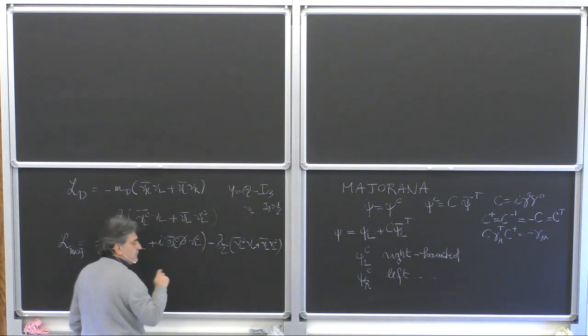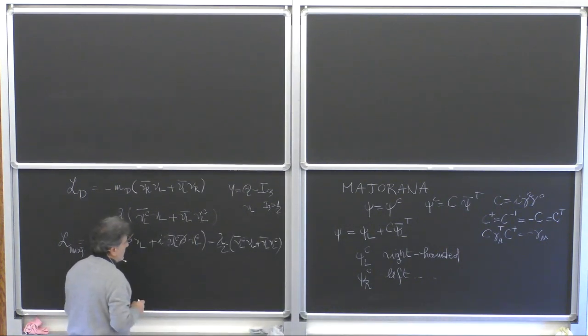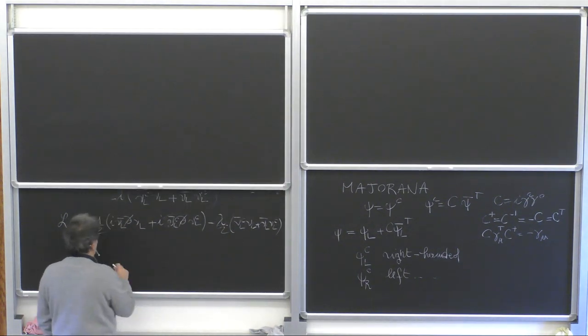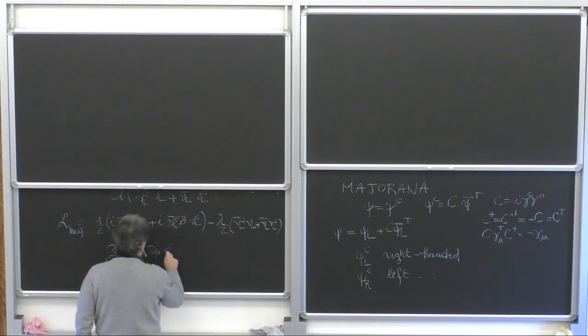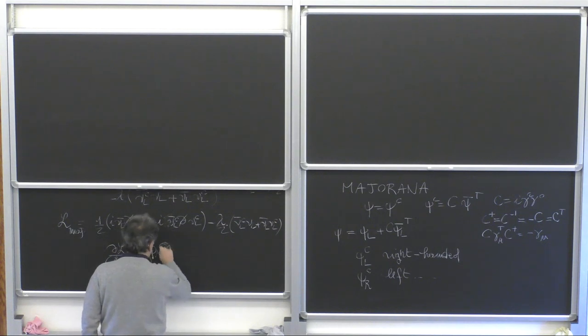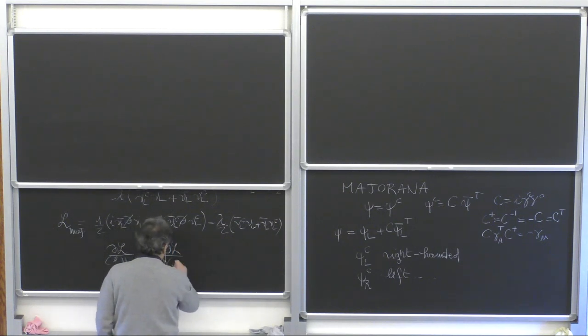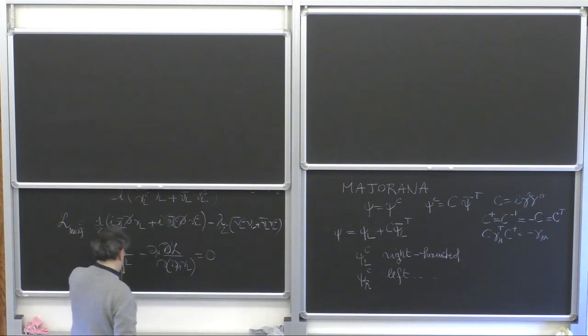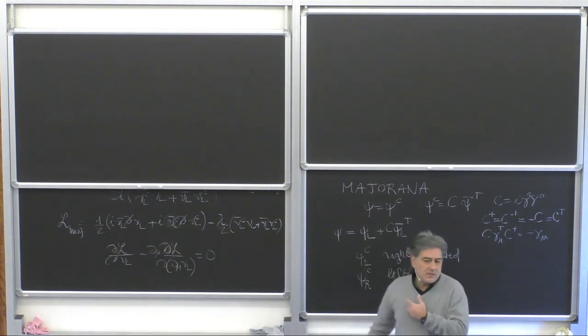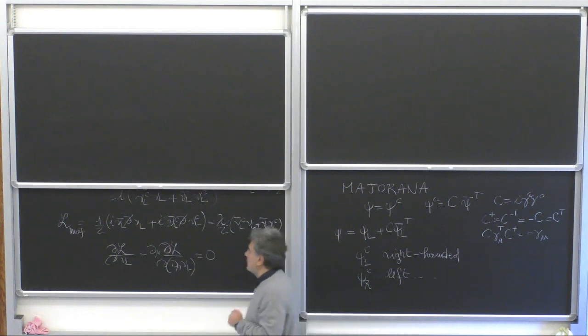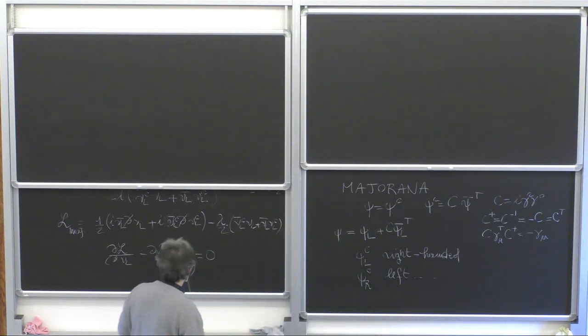The minus 1/2, the plus 1/2 or minus here, is there because if you want to write the equation of motion, so dL with respect to nu L minus d mu of dL with respect to d mu nu L equal to zero, if you do properly the calculations, you need this 1/2 to reproduce the equation for nu L of the Dirac case.